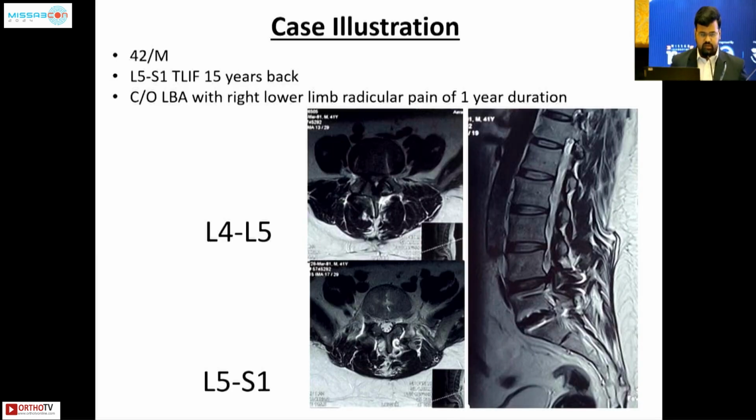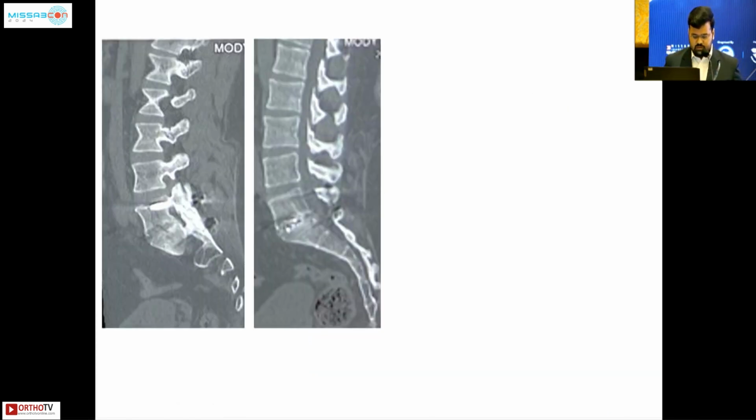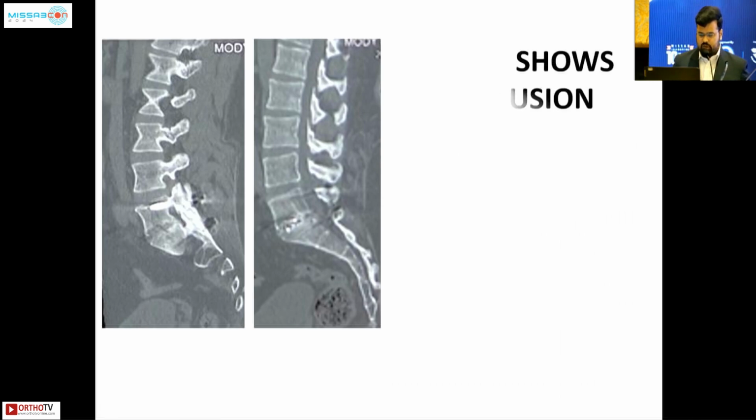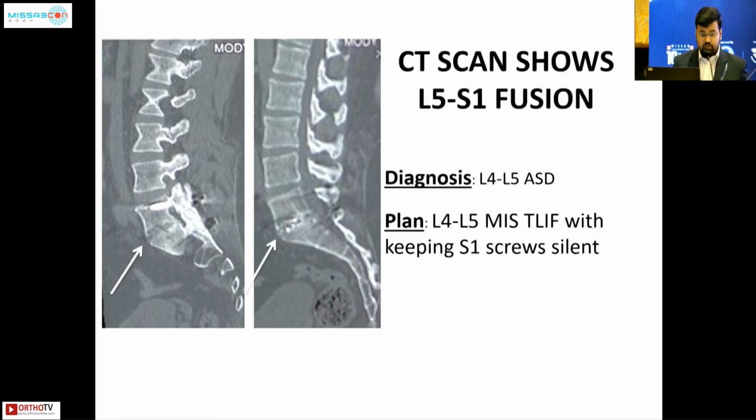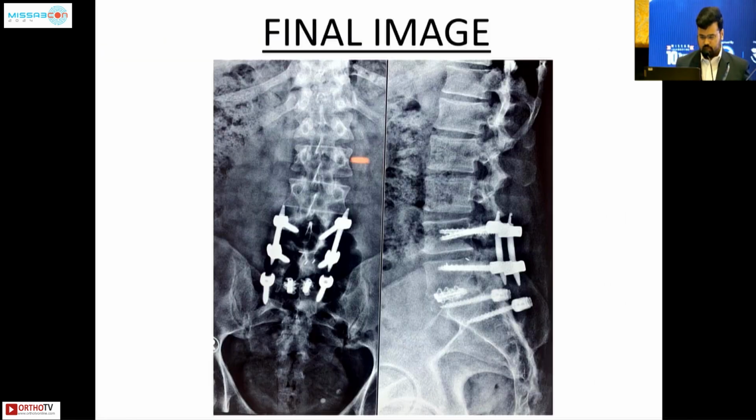Let us discuss a case done by the above technique. This is a case of a 42-year-old male who underwent L5S1 TLIF 15 years back, now presents with right lower limb radicular pain of 1 year duration. As you can see on the lower image, the L5S1, which was operated previously, has a patent canal, while the patient develops L4, L5 stenosis and listhesis. So the CT scan shows the confirmed fusion at L5S1 level, which was primarily treated. So a diagnosis of L4, L5 ASD was made. Plan is to do MIS TLIF at L4, L5 by keeping the S1 screws silent. This is the final image of the same patient.